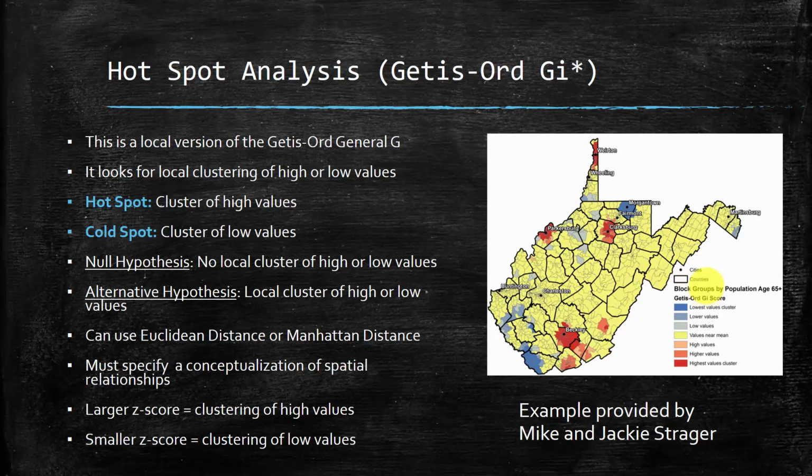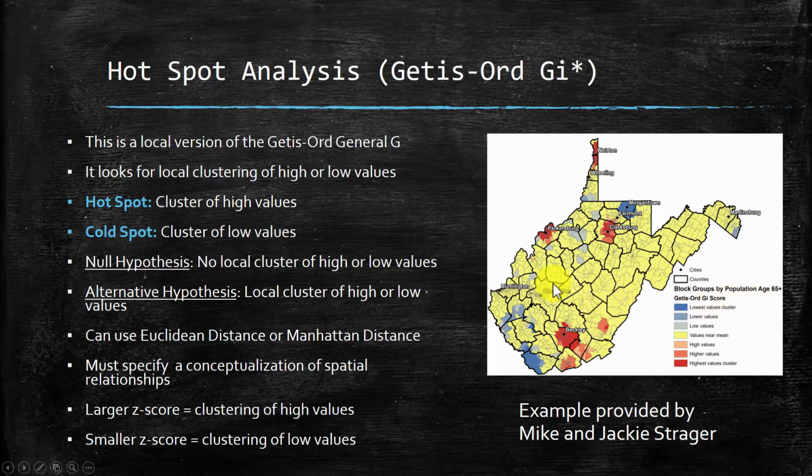This is the same test, just a different example. This is from Mike and Jackie Strager in the Davis College here at WVU. This is showing census block groups, and we're looking at the population of people over age 65. Again, the yellow areas indicate no spatial pattern. Blue areas would be where there are clusters of low numbers of people over 65, so that would indicate a younger population, for example around the Morgantown area, parts of the southern coal fields, and out in the Panhandle. And then the red areas are clusters where there are a large number of people over 65.